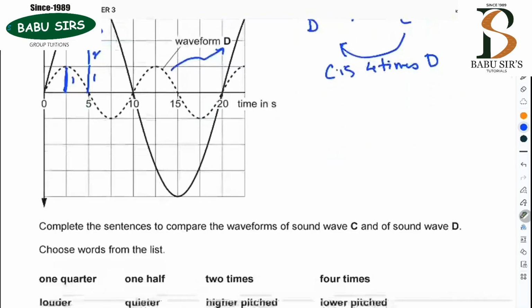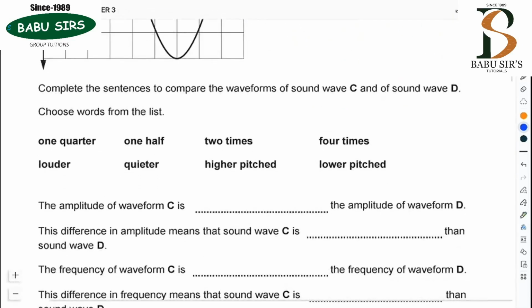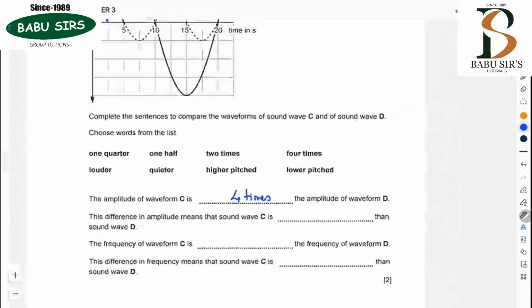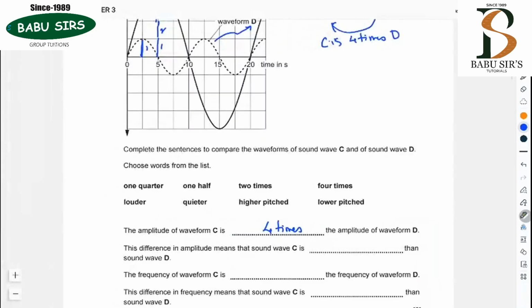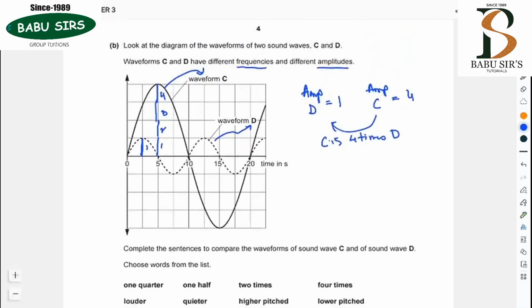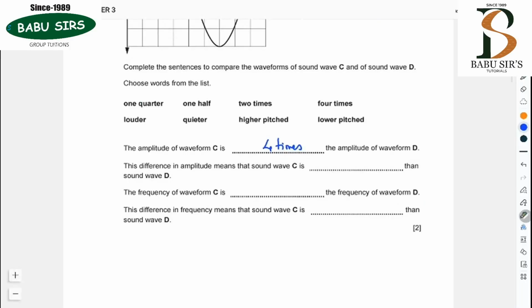So we'll check what questions are given. So the first part, it is given amplitude only. The amplitude of wave C is 4 times. See, you have checked here. I have written also, C is 4 times of D. Now what does the amplitude show? Amplitude shows loudness. Now the more the amplitude, the more will be the loudness. So C will be louder as C has amplitude 4. The difference in the amplitude means that the sound wave C is louder.